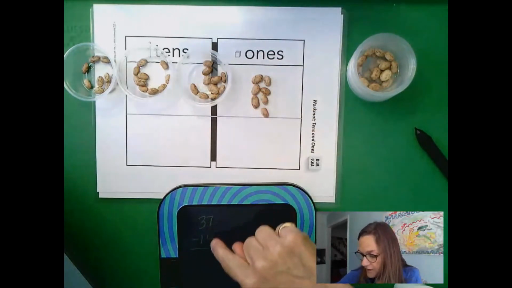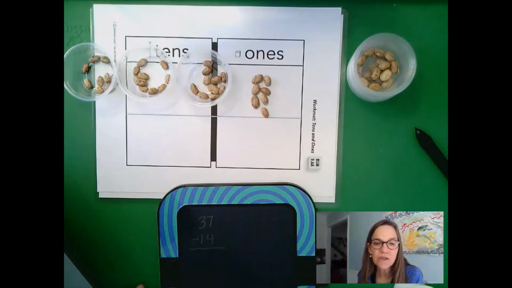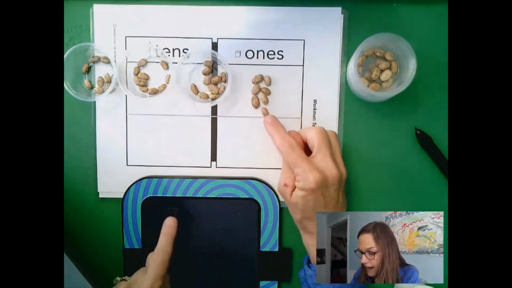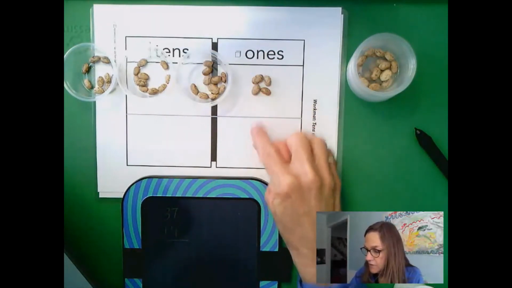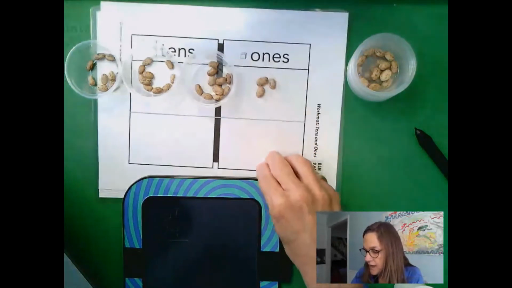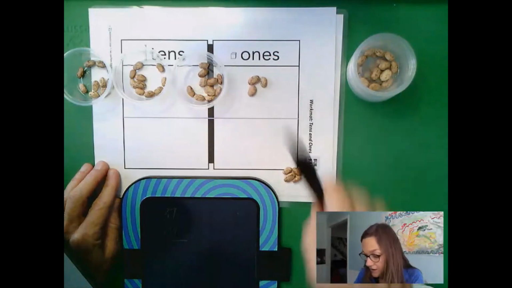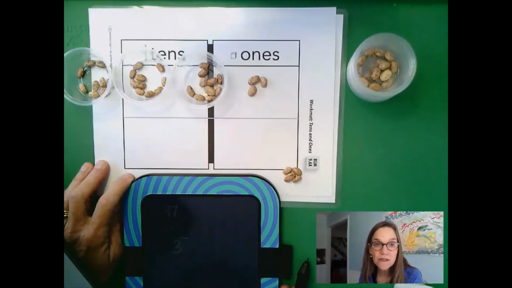So we're going to start in the ones. Remember, in two-digit addition and subtraction, we always start in the ones place. So I have 7, I'm going to take away 4 of them. 1, 2, 3, 4. Okay, here's the 4 ones that I'm taking away. How many ones are left? 3. And now I'm going to move on to the tens.